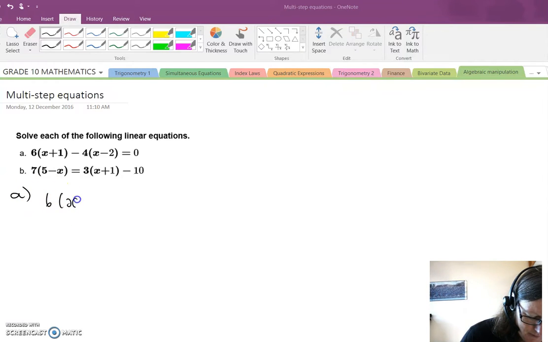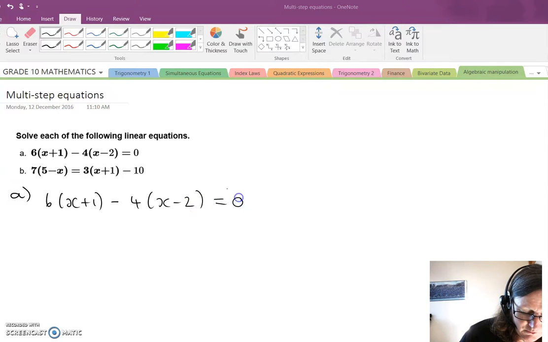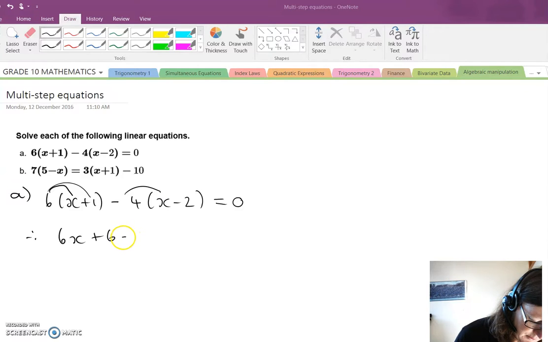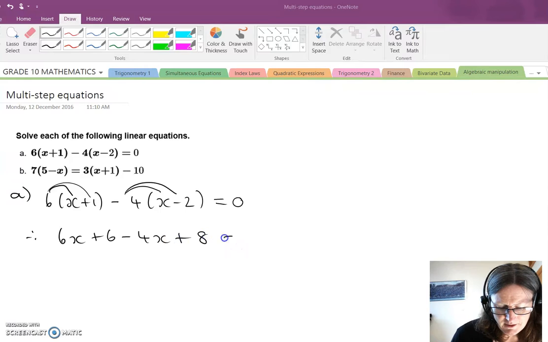6x plus 1 subtract 4x minus 2 is equal to 0. The first thing I need to do is to expand my brackets. 6x plus 6 subtract 4x plus 8 is equal to 0. So first step, expanding brackets.